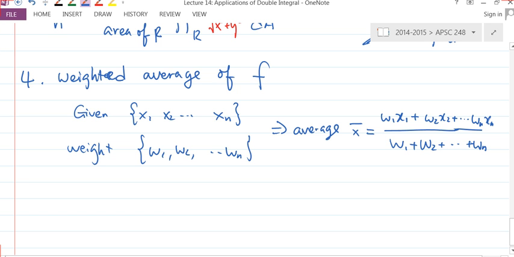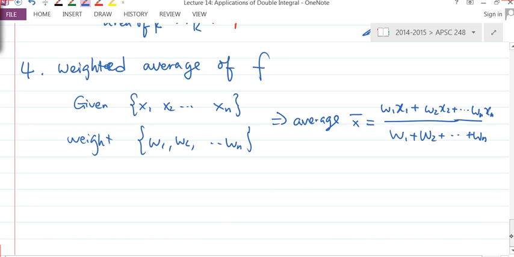In probability, this is a very common concept. So you have a Gaussian distribution. The data has a different weight at a different location, right? When you calculate the average, you need to multiply by the so-called probability function. So same thing. Here we have this weighted average function.